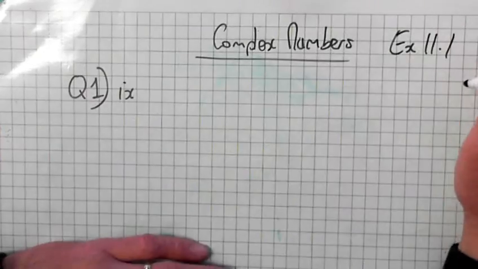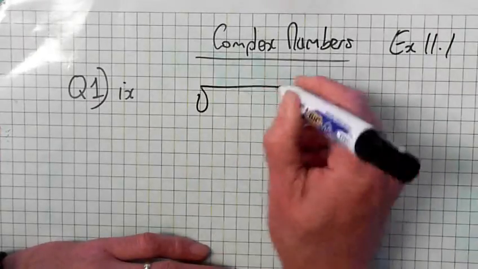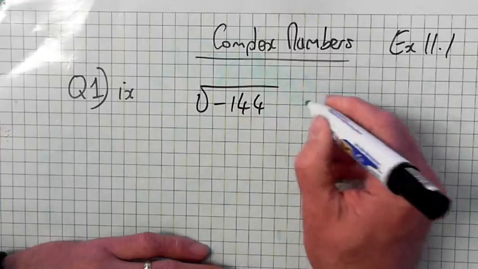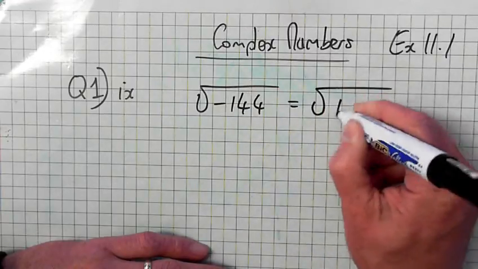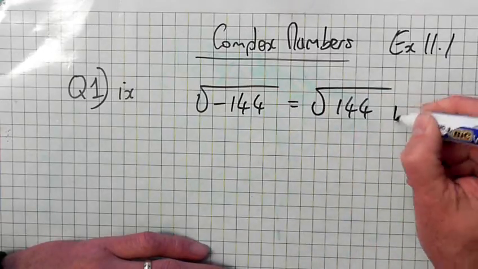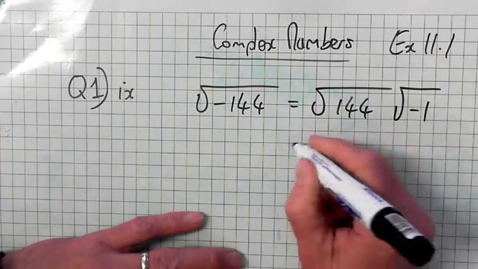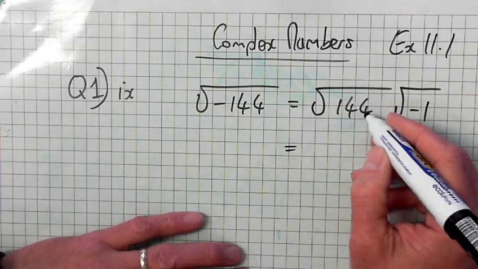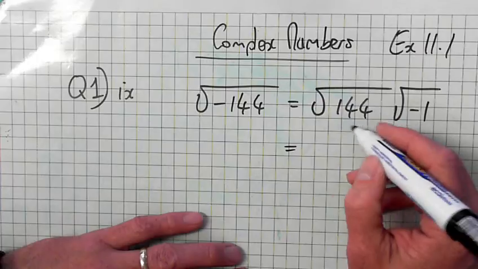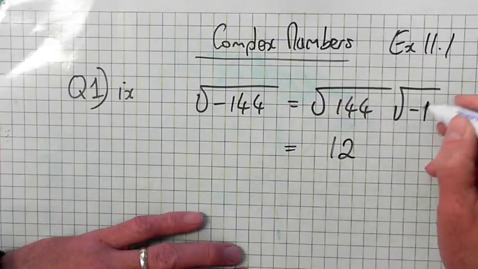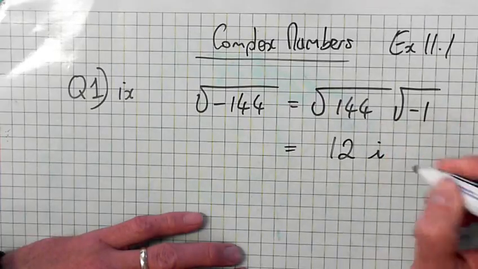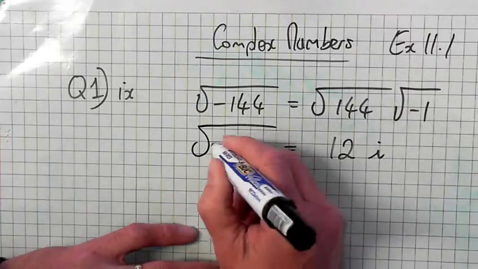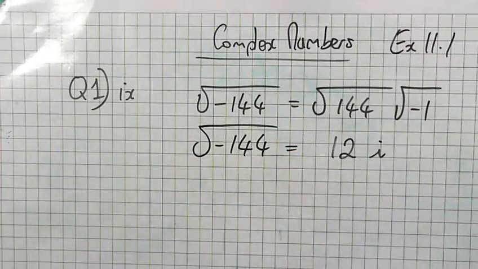Exercise 11.1. The square root of minus 144 is equal to the square root of 144, which is a square number, times the square root of minus 1. The square root of 144 is what? 12. And the square root of minus 1 is equal to i. So it's 12i.